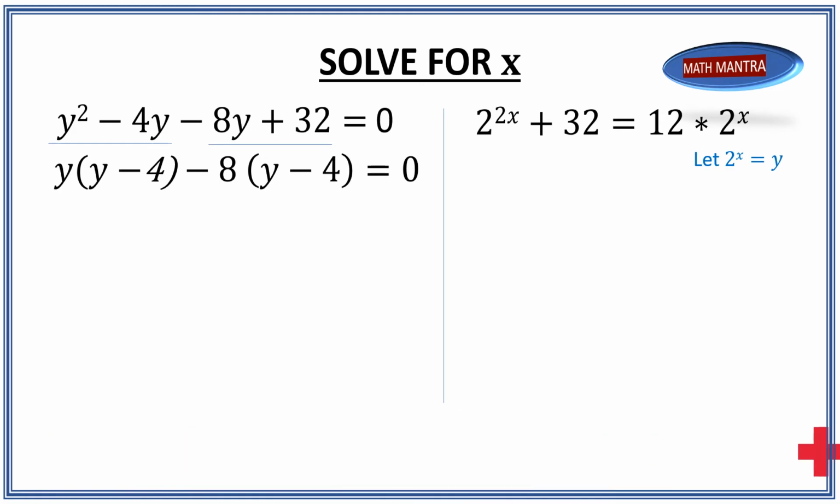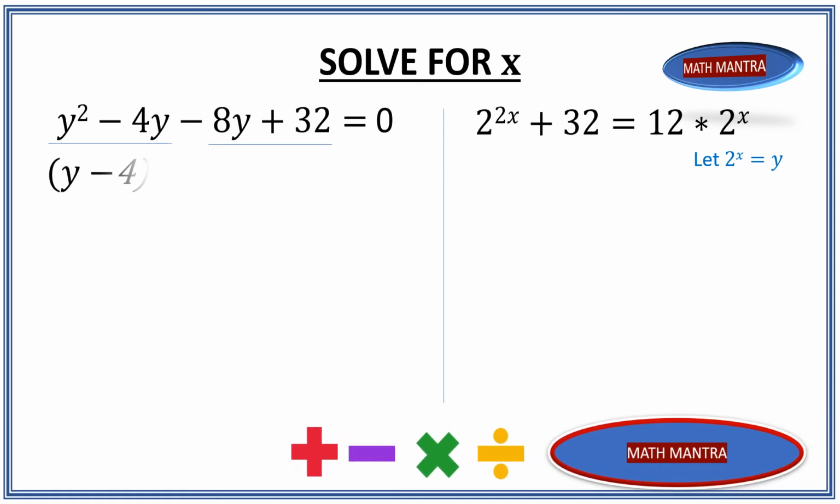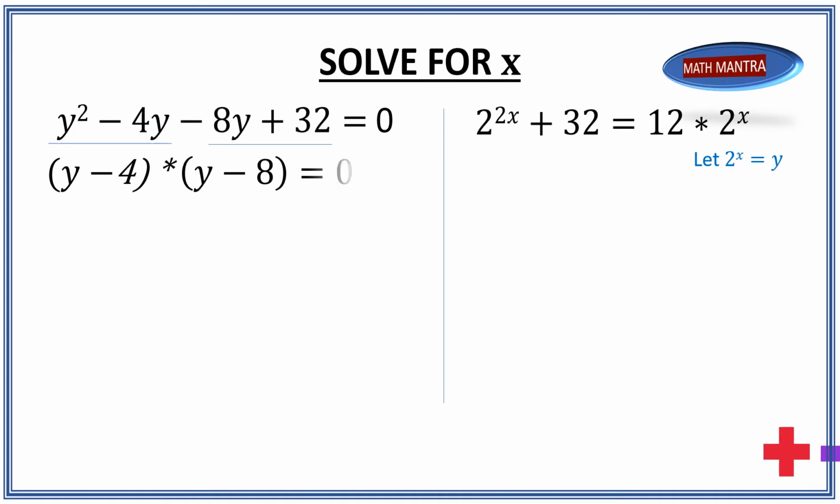So now look at this equation, y times y minus 4 minus 8 times y minus 4, right? So we can take the y minus 4 out, and then whatever remains will essentially go into the second bracket, right? So y minus 4 times y minus 8 is equal to 0. So that essentially will give us the two solutions.